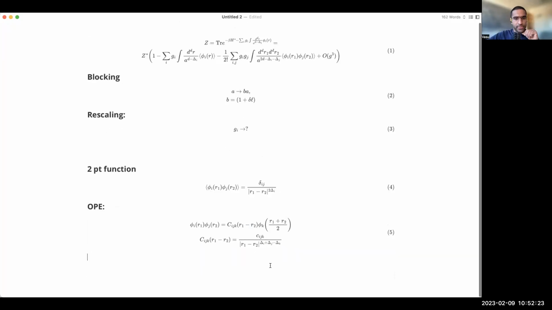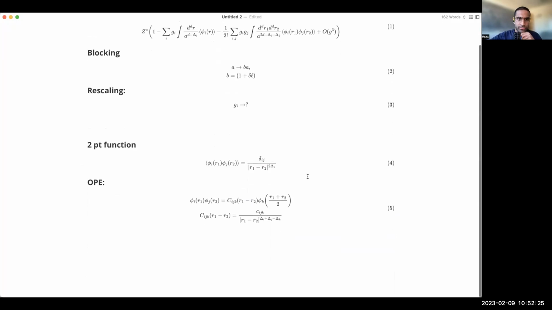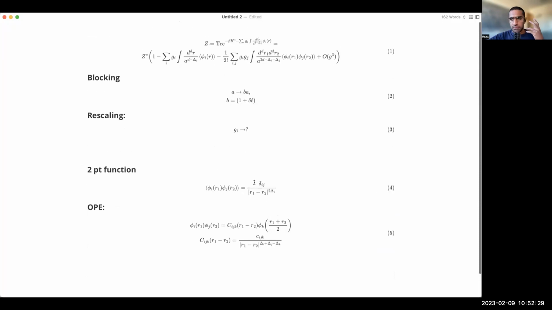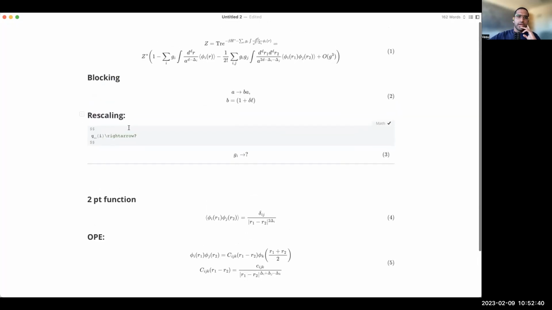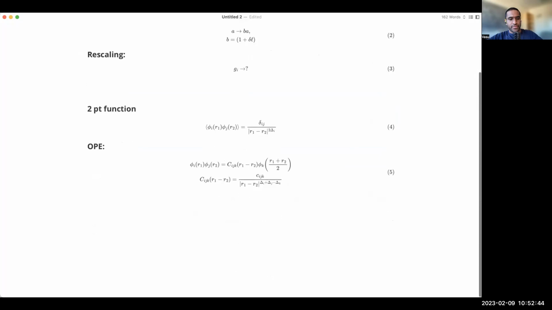Okay, great. So we're armed with these facts, and the claim is that this is enough to know what the beta functions are going to be. In other words, it's enough to know how to answer this question. So this rescaling is still a question.